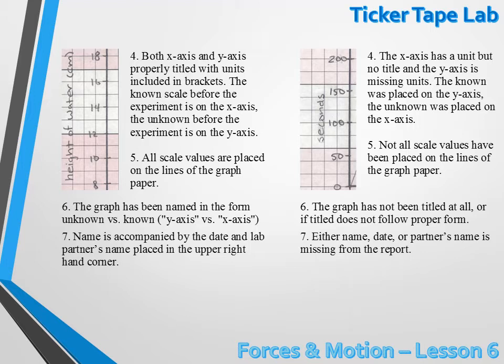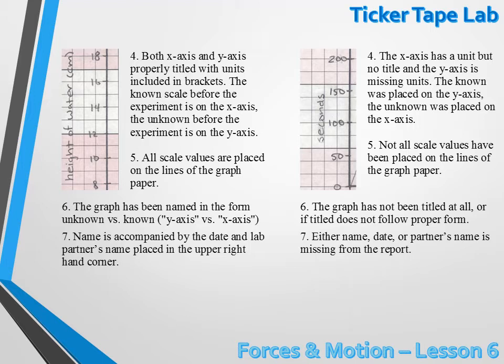Number five, all values are placed on the lines of the graph paper. As you can see on the left, 8, 10, 12, 14, 16, 18 are all written on the lines provided by the graph paper. If we look on the right-hand side, 0, 100, and 200 are on the lines, but 50 and 150 were not. They were randomly placed between lines provided by the graph paper. This student should have skipped writing 50 and 150 and just stuck with 0, 100, and 200.